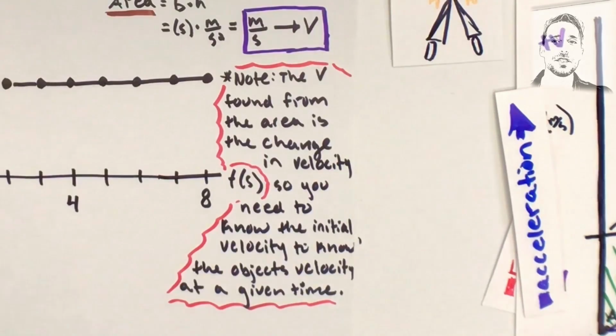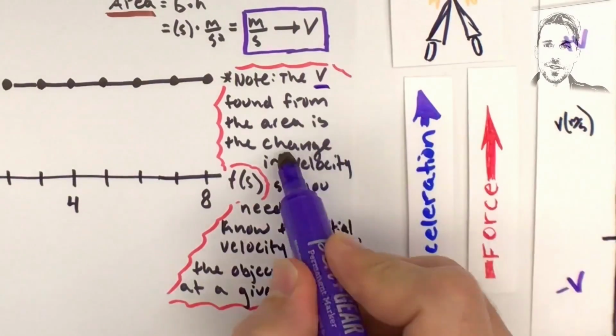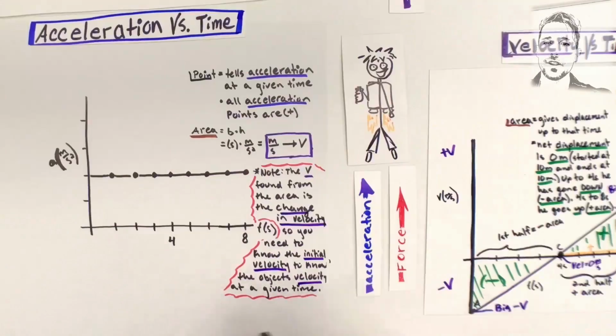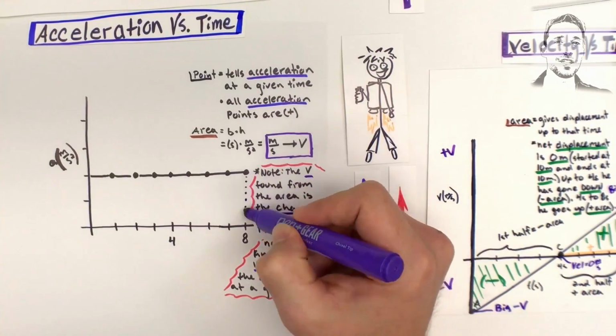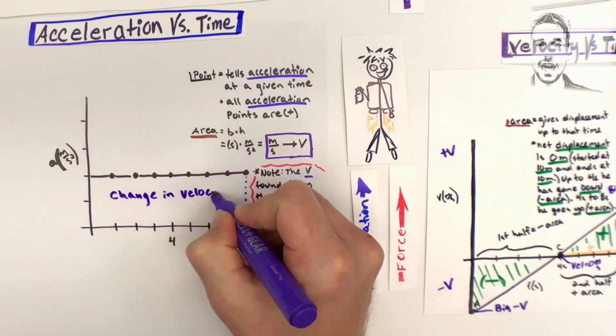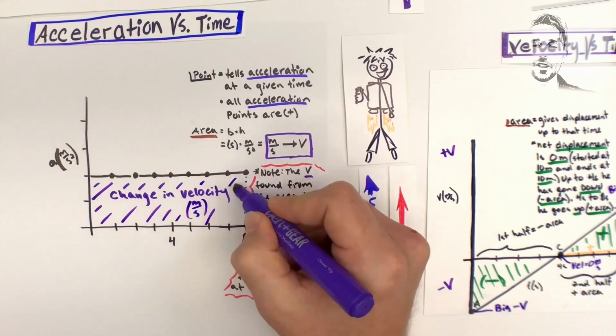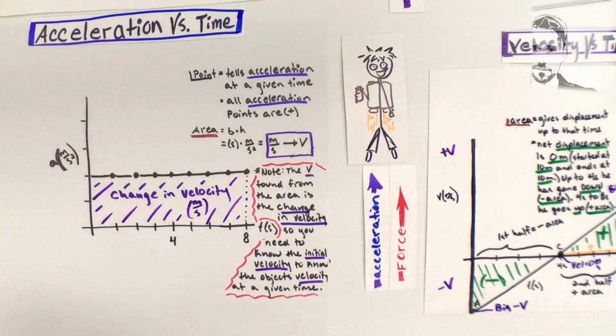So it's really good to know what the object's initial velocity is, either on one of your other graphs or via another piece of data that is given to you in the problem. But you can't know the initial velocity just by looking at this graph here, okay? It's going to tell you the change in velocity.